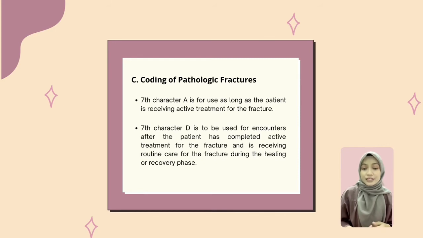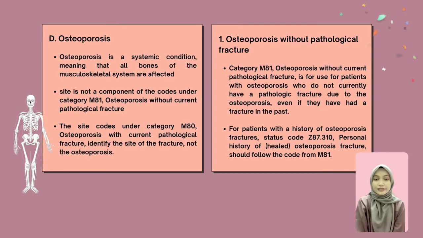Care of complications of surgical treatment for fracture repairs during the healing or recovery phase should be coded with the appropriate complication codes. Osteoporosis. Osteoporosis is a systemic condition, meaning that all bones of the musculoskeletal system are affected. Therefore, site is not a component of the codes under category M81, osteoporosis without current pathological fracture. The site codes under category M80, osteoporosis with current pathological fracture, identify the site of the fracture, not the osteoporosis.